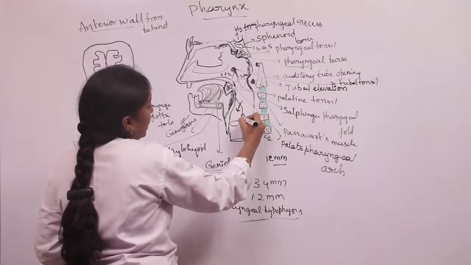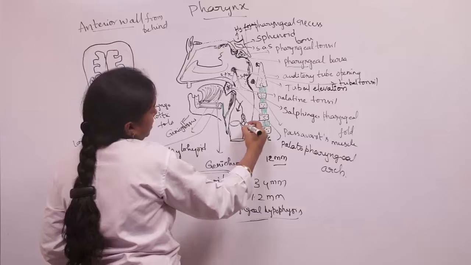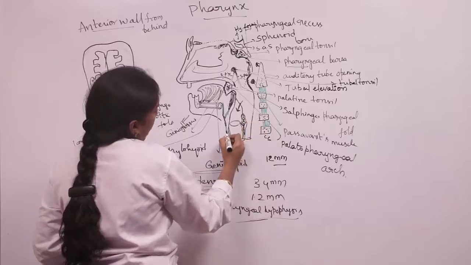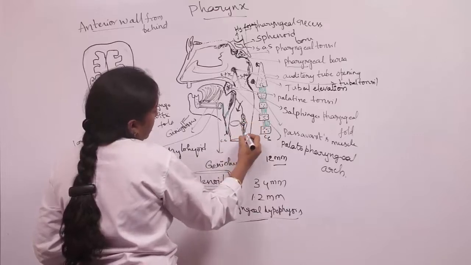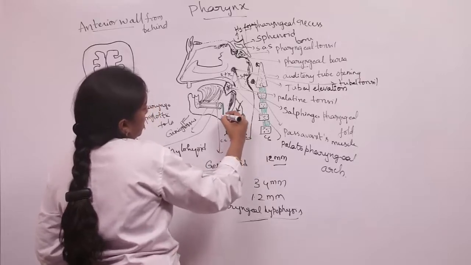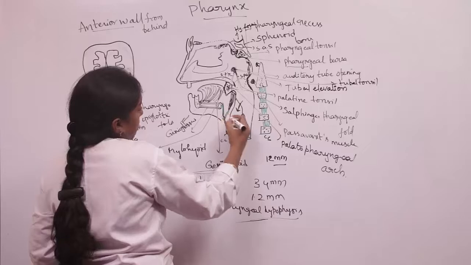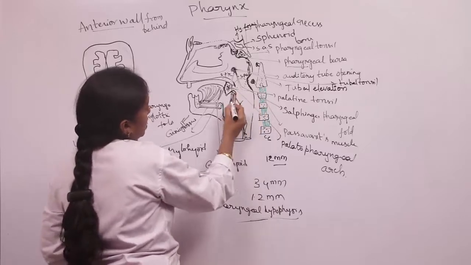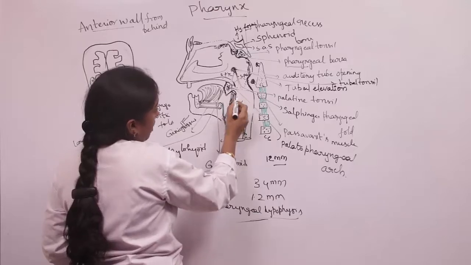These are the arytenoid cartilages, and this is the cricoid cartilage. This is also the anterior arch of the cricoid cartilage, and this is the posterior arch of the cricoid cartilage. And we have the thyroid cartilage here. So the laryngeal inlet is bounded above by the epiglottis. This is the epiglottis.